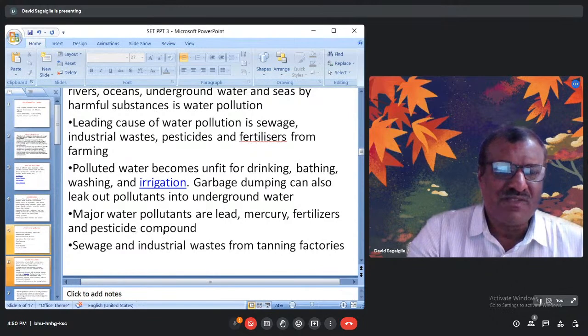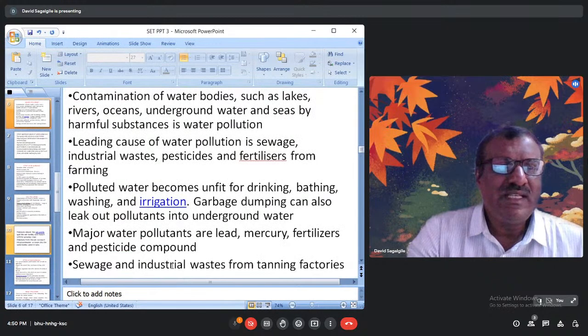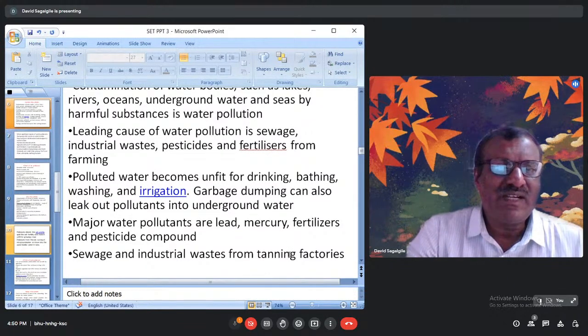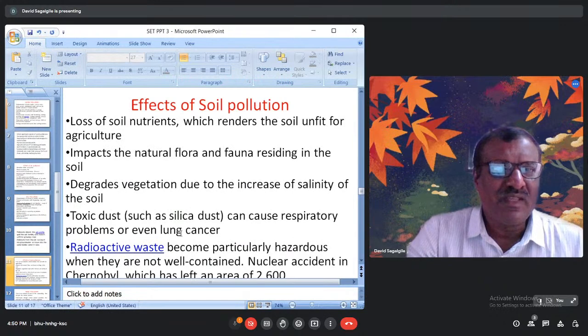Sewage and industrial waste from tanning factories. So here we see that sewage, that is gutter water, and industrial waste that is left out, and also from tanning factories. These are also causing a huge amount of water pollution. I'm sorry, soil pollution.